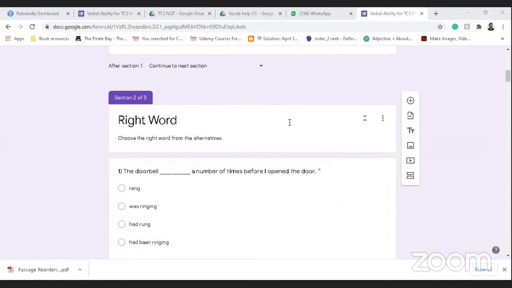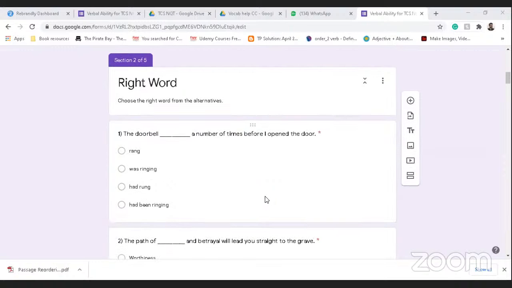The first section was on right word. Choose the right word from the alternatives. The doorbell dash a number of times before I opened the door. What should be the answer?